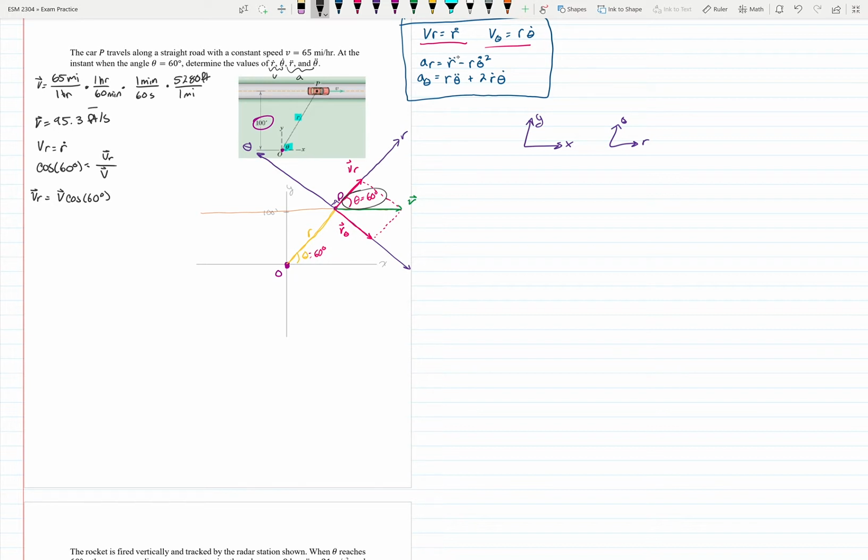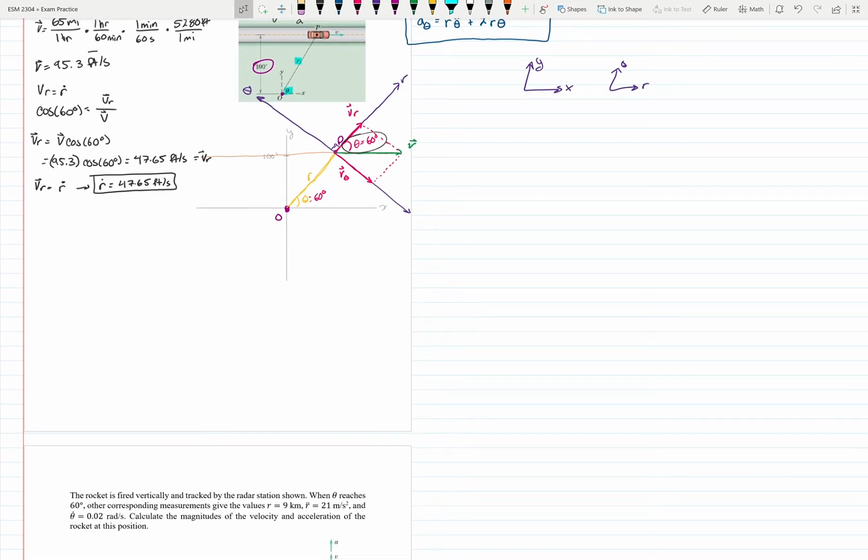And substituting in the V that we just solved for here, we know that this is equal to 95.3 cosine of 60 degrees, which ends up equaling 47.65 feet per second. And this is our Vr. From here, we know that our Vr is equal to our r dot. So we know that r dot is also equal to 47.65 feet per second. We could box that. So that's our first solution.